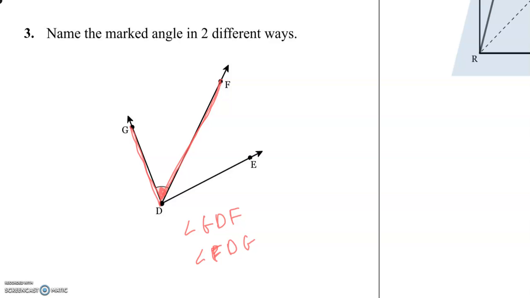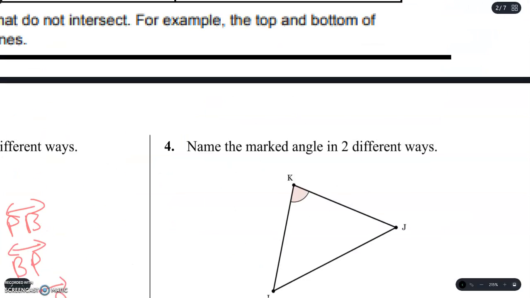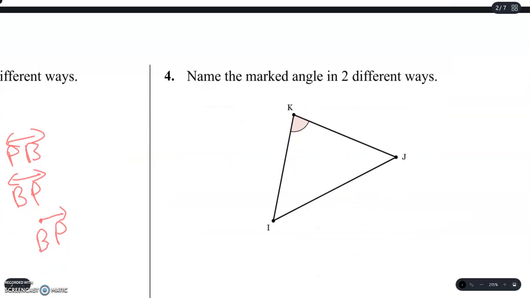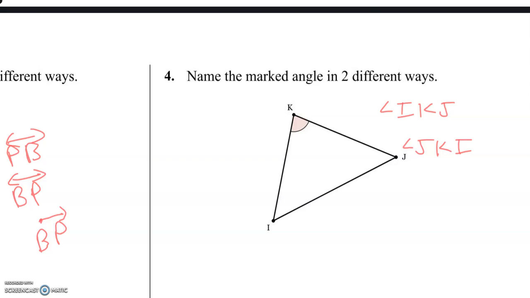All right, next, here's another example of naming angles here. It says name the angle that's marked two different ways. I can name it angle IKJ, or I can name it JKI. Angle JKI. And you want to use capital letters here.